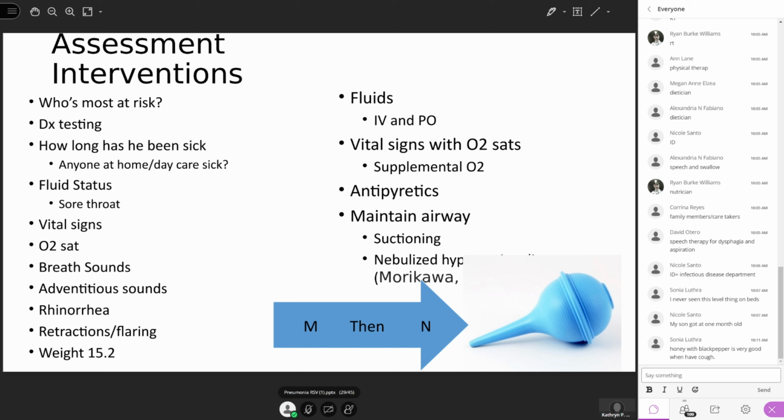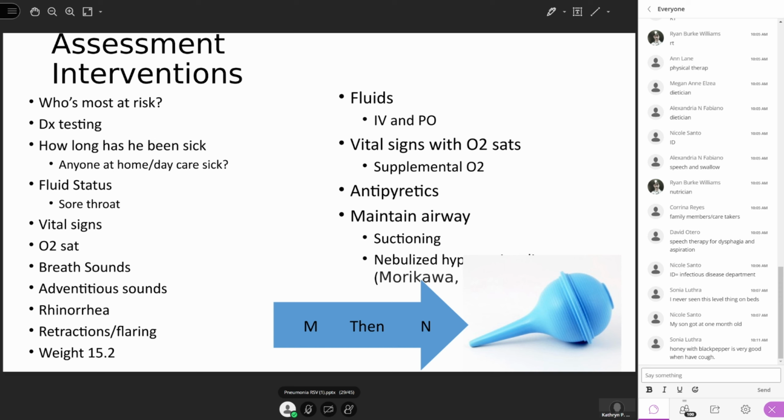So interventions: fluid, IV and PO, we need to assess that fluid balance. Vital signs with O2 sats, and we need to make sure that if the child needs supplemental oxygen, which can be a very significant challenge with a small child trying to keep a mask on. And it's a terrible sign when you put a mask on or nasal cannula and they just leave it alone. When they start to get unhappy about it and trying to rub it off, you're like, oh, they look a little better.